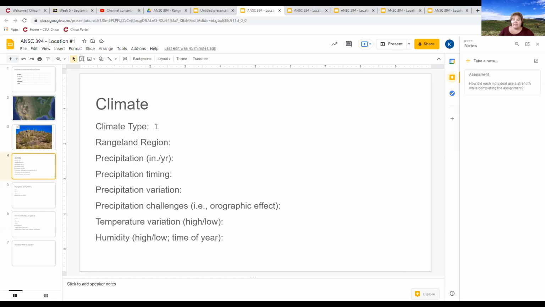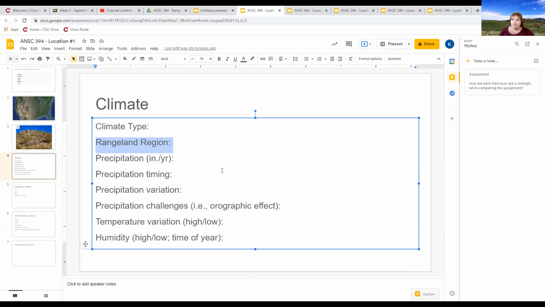You're going to go through and identify the climate type and the rangeland region. Rangeland region refers to the map that you memorized last week. Those rangeland regions, like annual grasses, sagebrush steppe, desert, grasslands, and shrublands, are what I mean by rangeland region. You're then going to review what precipitation looks like in inches per year, when precipitation happens, how varied it is, and then any precipitation challenges that you may have.